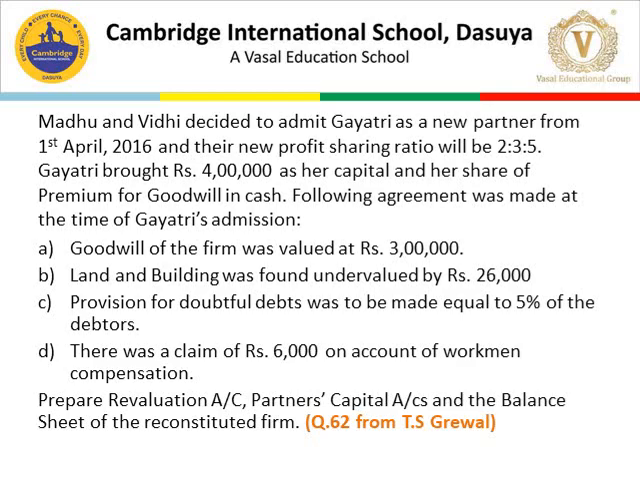C. Provision for doubtful debts was to be made equal to 5% of the debtors. D. There was a claim of rupees 6,000 on account of workmen compensation. Prepare the revaluation account, partners' capital accounts, and the balance sheet of the reconstituted firm.